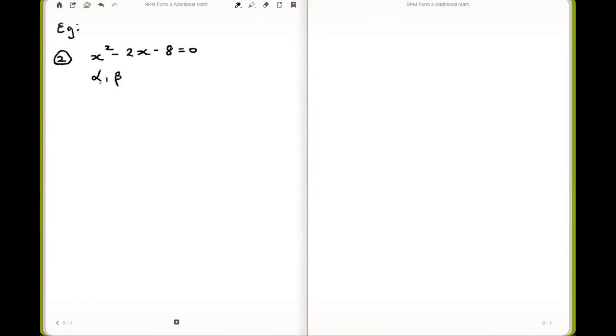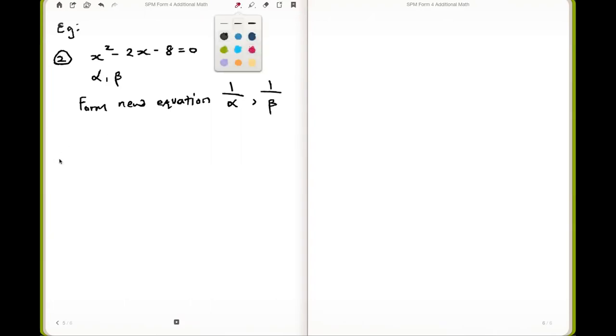You are asked to form a new equation that has the roots 1 over alpha and 1 over beta. Now to start with, you can't dive in straight away to get the answer. You need to start out with what is given initially.